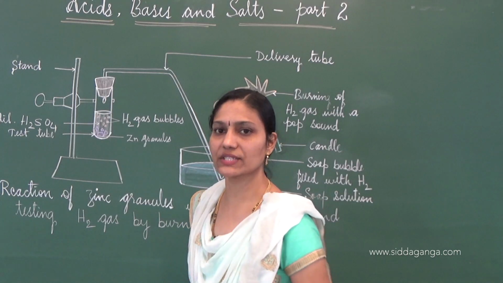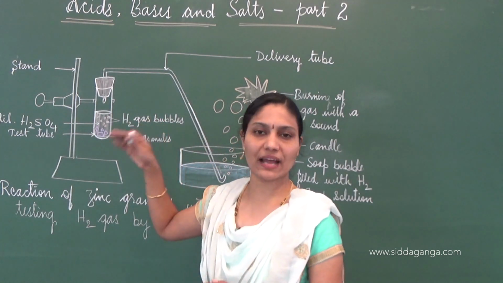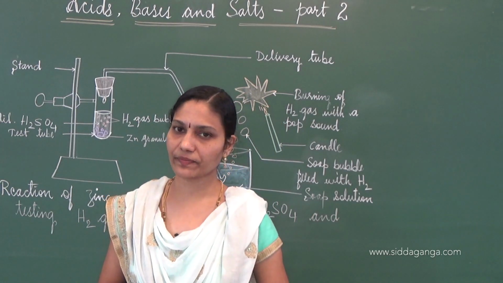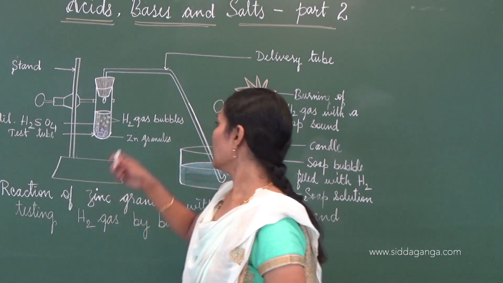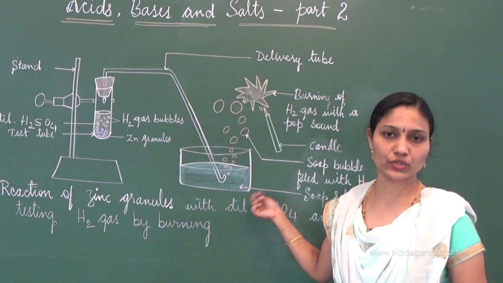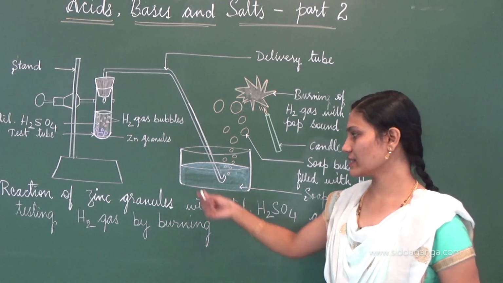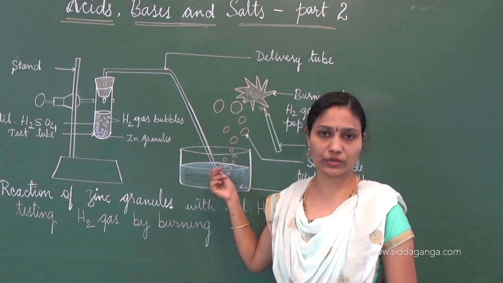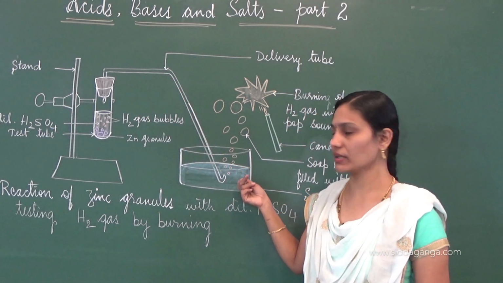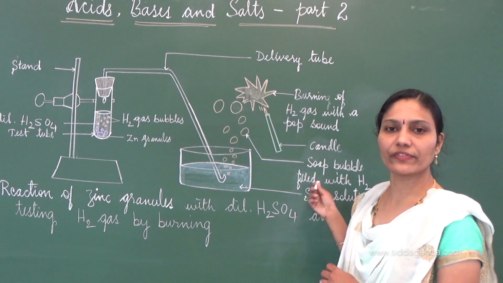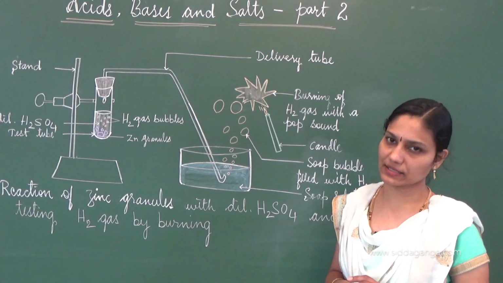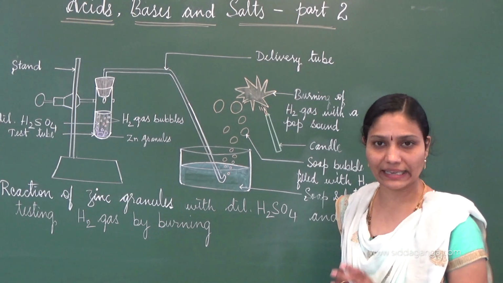As the reaction proceeds, we observe some gas bubbles start emerging. We need to test what kind of gas bubbles these are. So the gas bubbles are to be passed through this delivery tube leading to the soap solution in a container, and when these gas bubbles come in contact with the soap solution, we observe soap bubbles filled with some gas. We need to test what these bubbles contain.